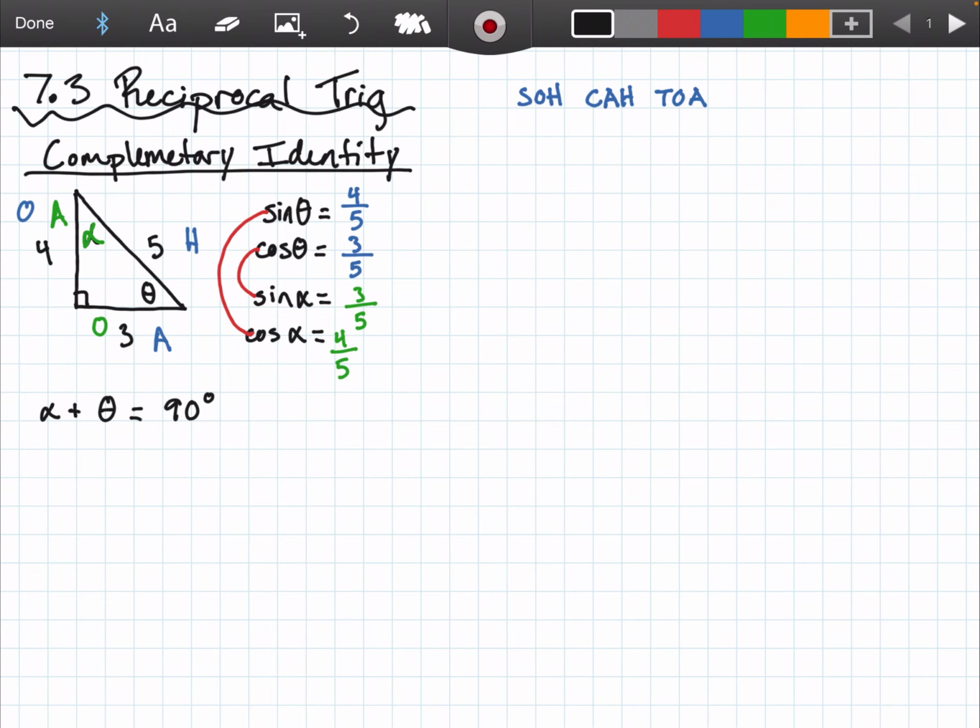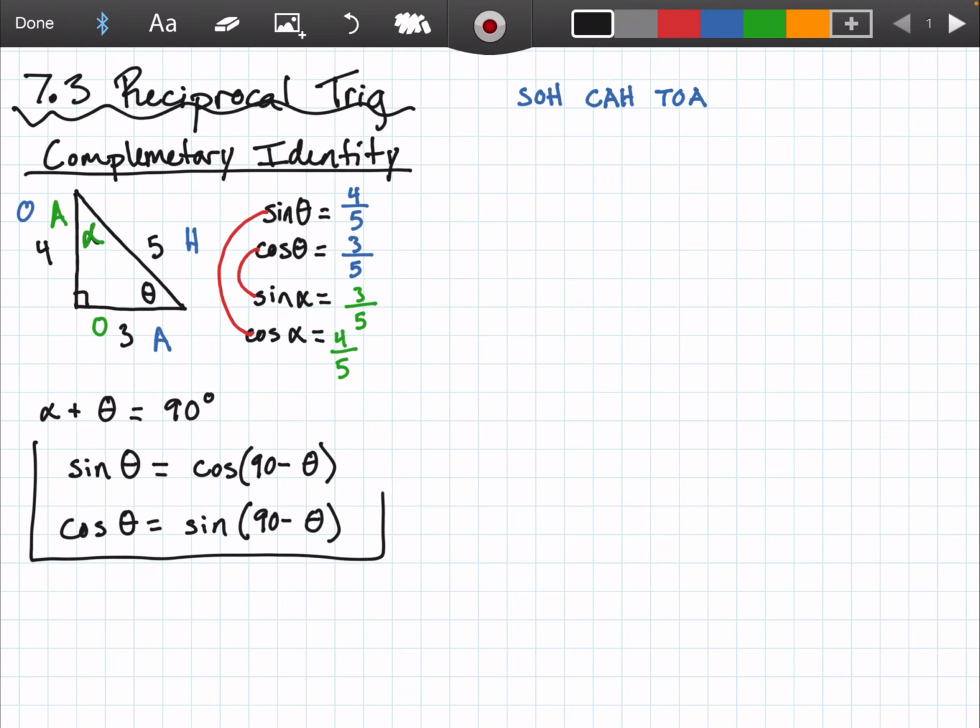And so what you're seeing here is the complementary identity, complementary meaning add to 90 degrees: sine of theta is going to equal cosine of 90 minus theta, or cosine theta is going to equal the sine of 90 minus theta. Basically, the sine of one angle in a triangle is going to be the same as the cosine of the other.